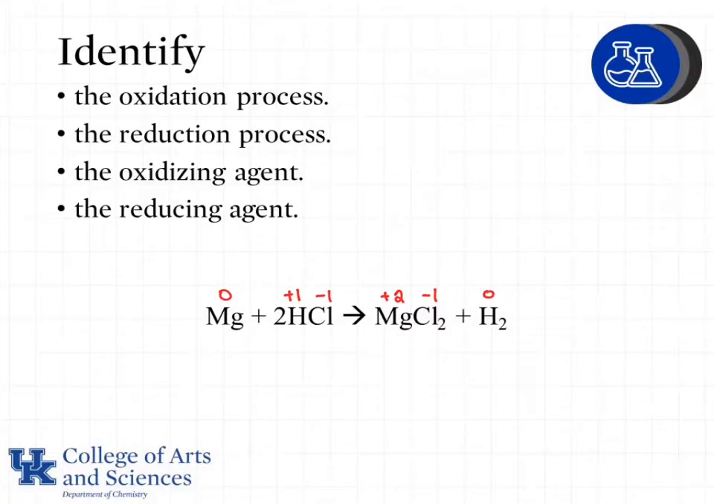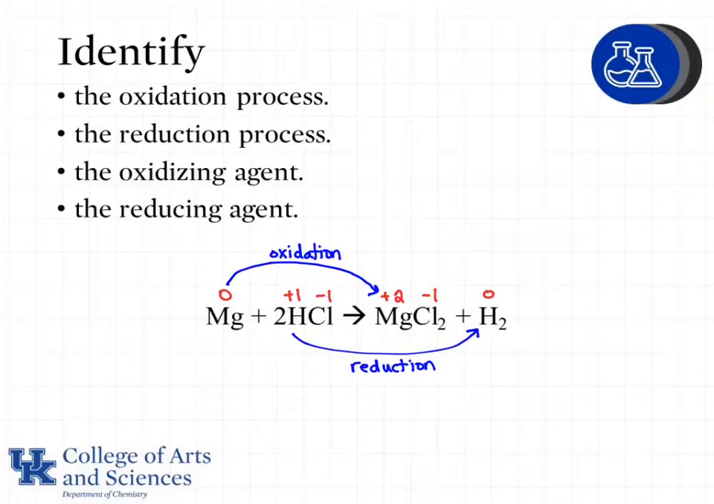Magnesium goes from 0 to a +2 oxidation number, therefore it is the oxidation process. We are losing electrons and the oxidation number is increasing or becoming more positive. Hydrogen goes from +1 to 0, so it is the reduction process because we see a decrease in the oxidation number, which results from a gain of electrons.